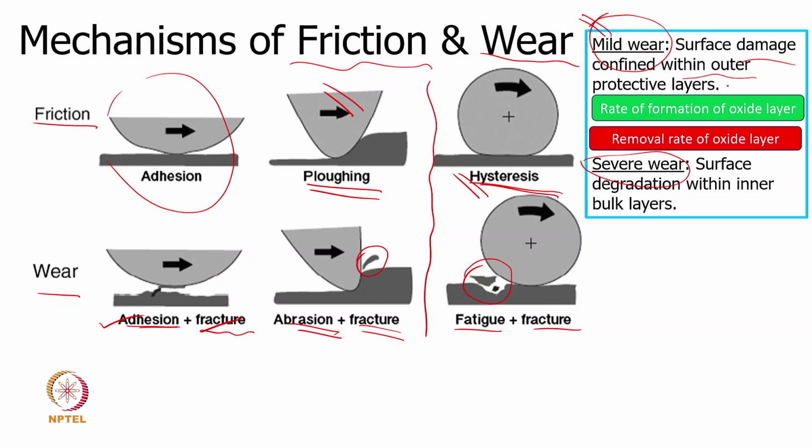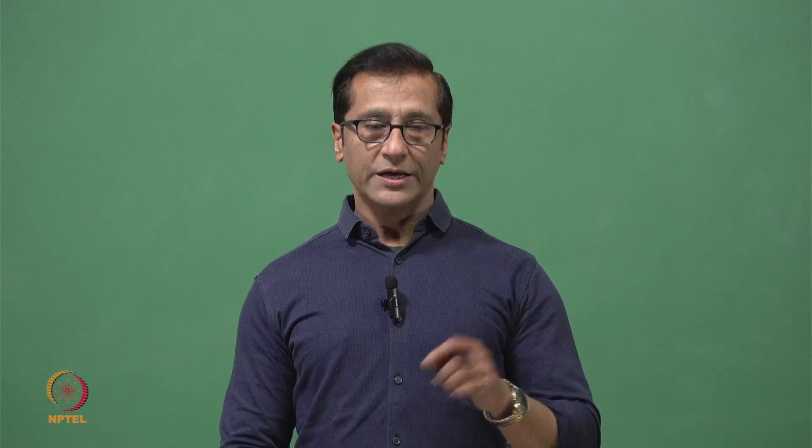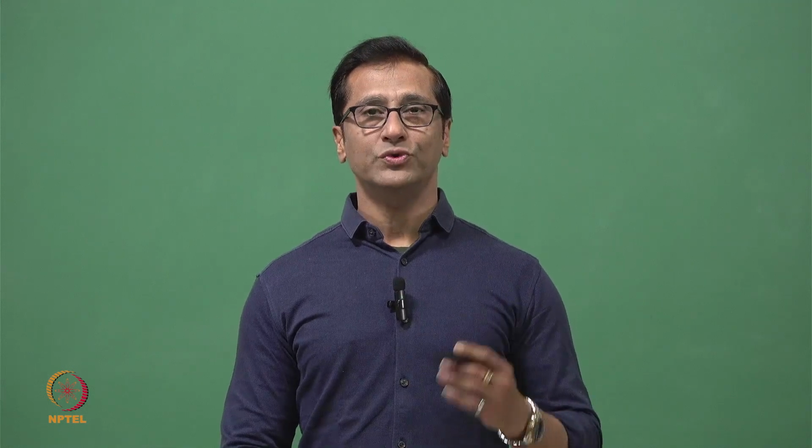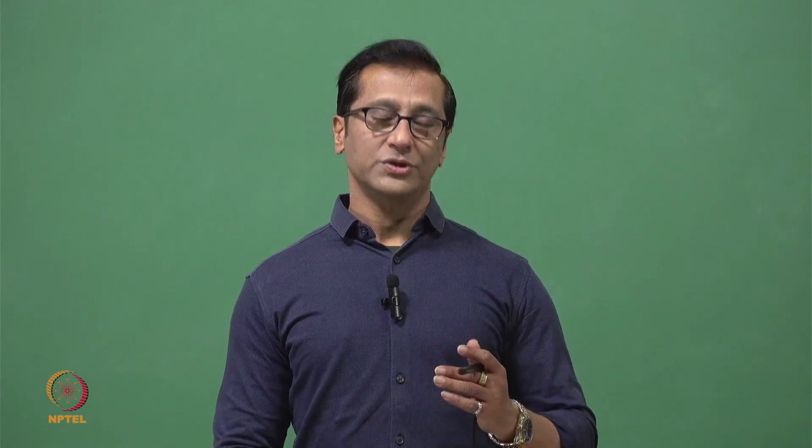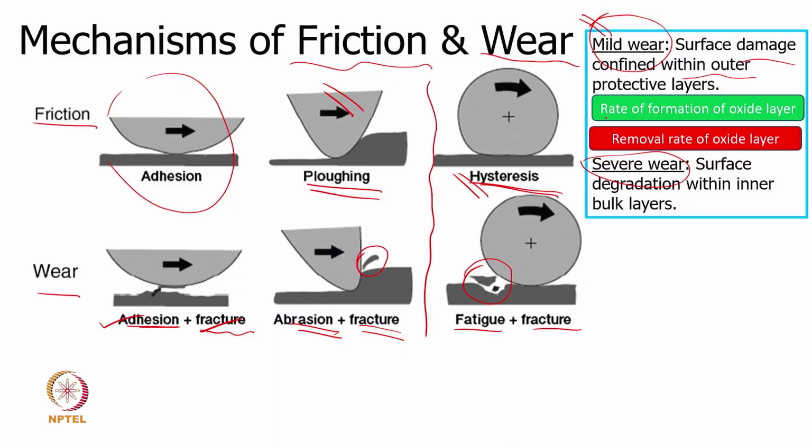That means the protective layer on the top is the only one getting worn out, and only partially, and quite possibly before it is removed, the next layer is getting formed on it. In other words, we say the rate of formation of the oxide layer, or some contamination layer or mild corrosion layer, is higher compared to the removal rate, right? So in this case the green is greater than the red.